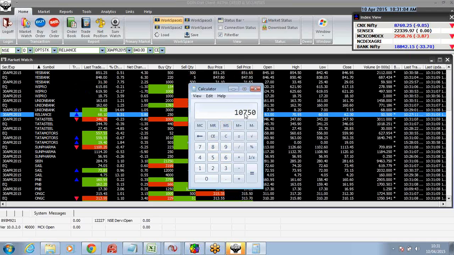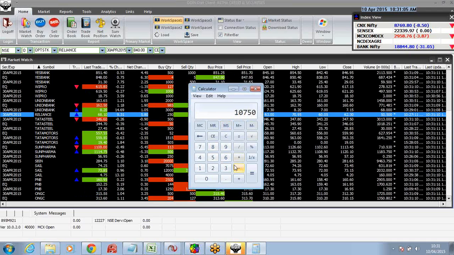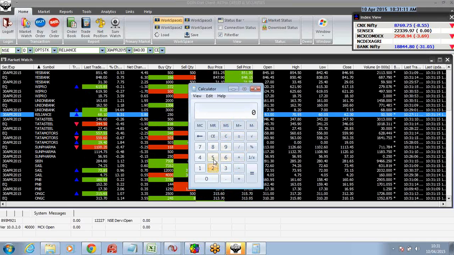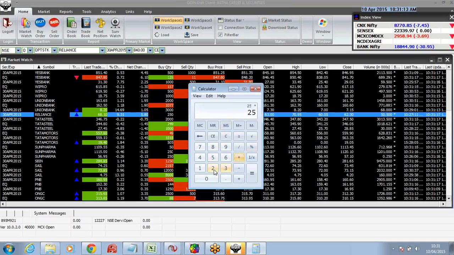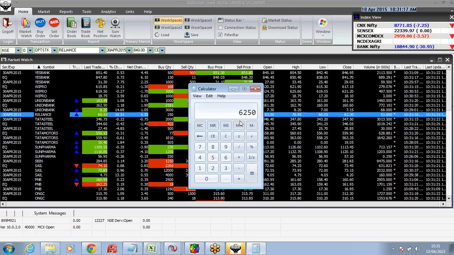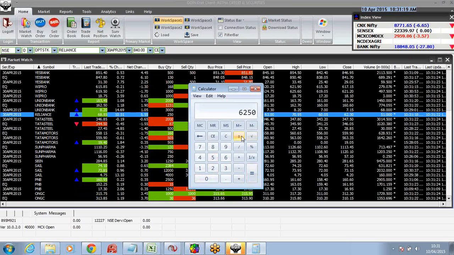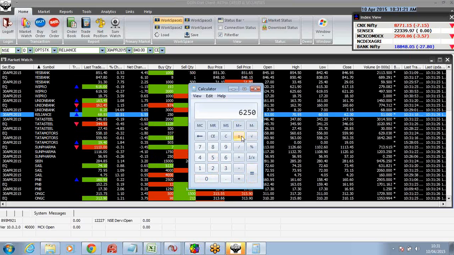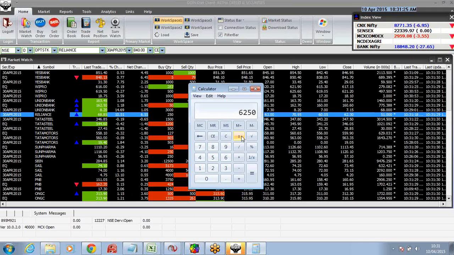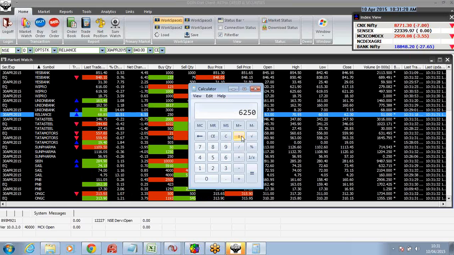So 10,000 rupees is your profit, 10,750. Let me tell you what your investment in this is. That is roughly around 25 into 250, so 6,250 is your investment. That is the premium you have paid at 25 rupees. So you have made around 10,000 rupees, 10,750, whatever it is.